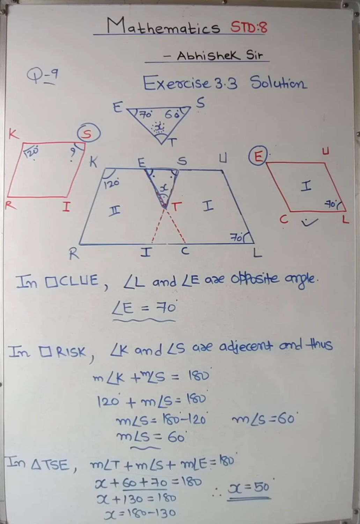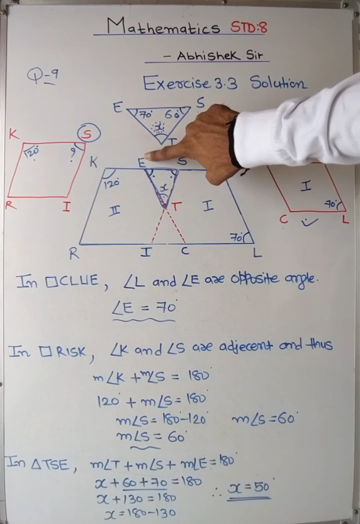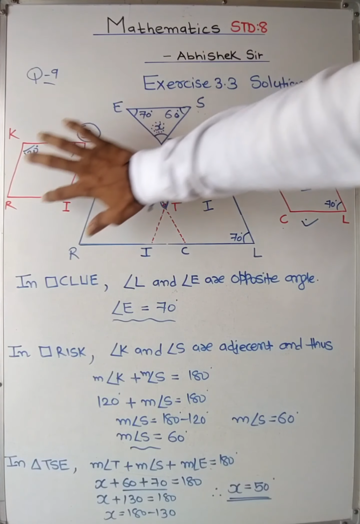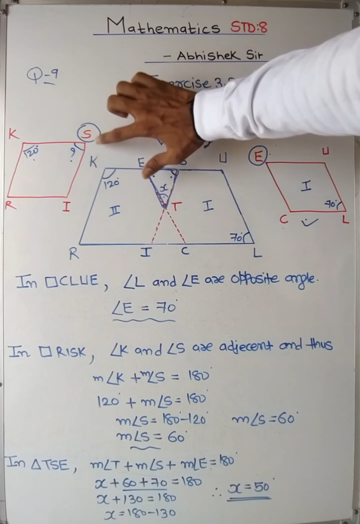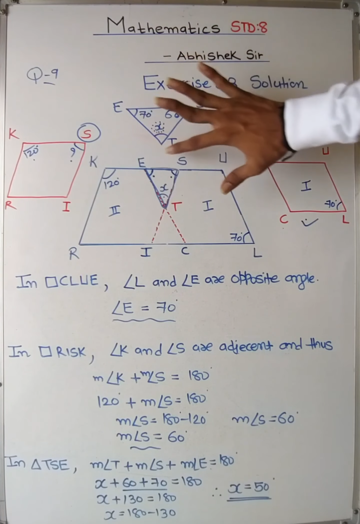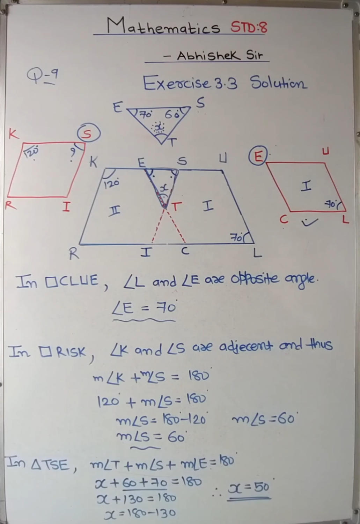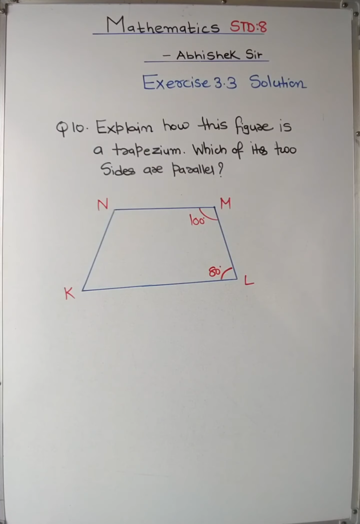Clear? So what we have done, we have used the first quadrilateral CLUE, that is over here, then we got E, then we have found RISK, in that we got S, putting the value of E and S and applying the angle sum property, we got x, that is 50 degree.